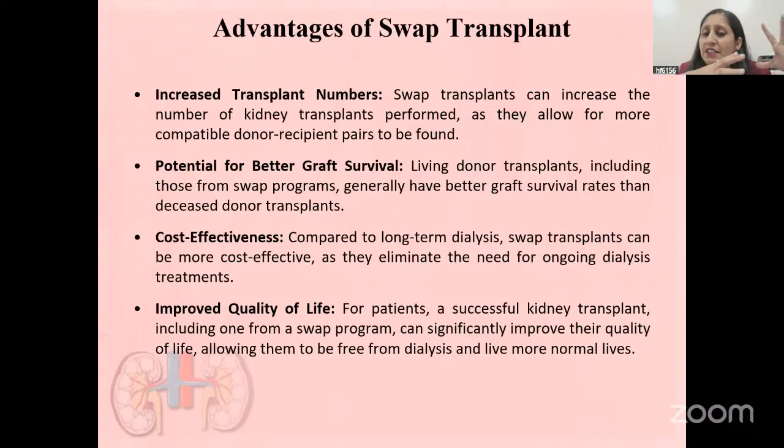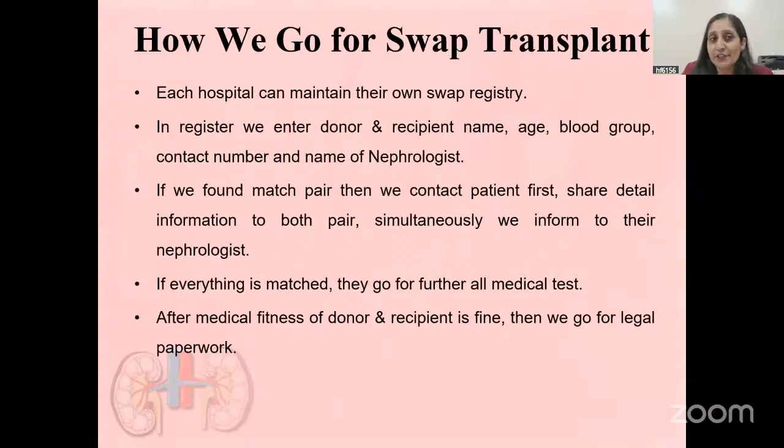If they get a better match donor, there's definitely less immunosuppression and other things, and they get a good life. Improved quality of life. Definitely a better match always gives a good life with a successful graft. They can significantly improve their quality of life, become free from dialysis, and live a more normal life. So how do we go for a swap transplant?